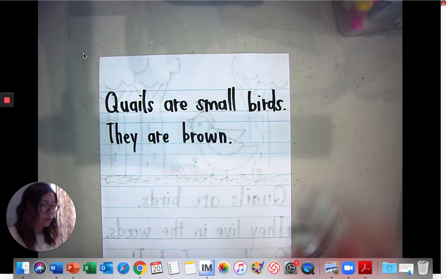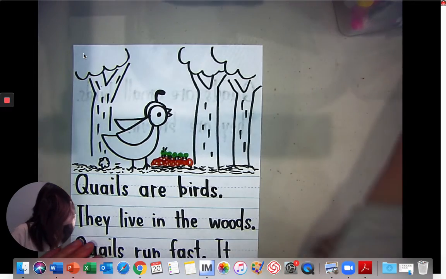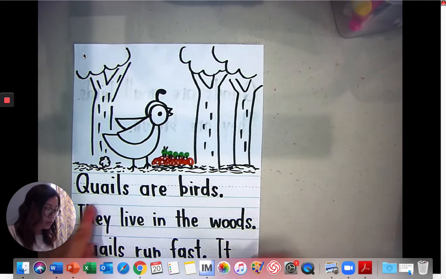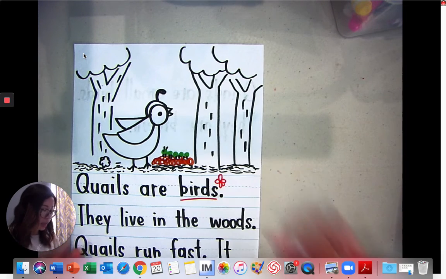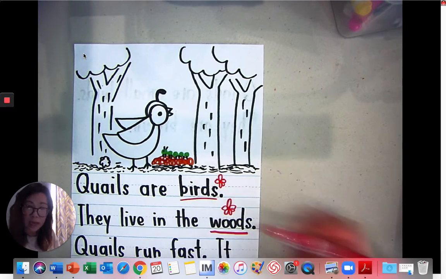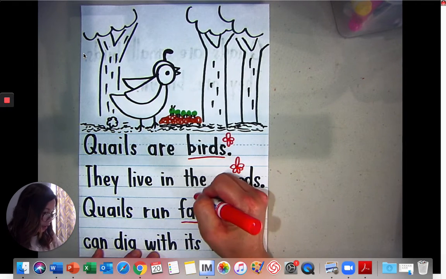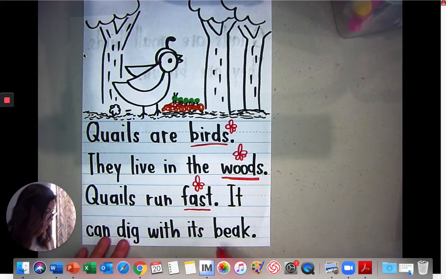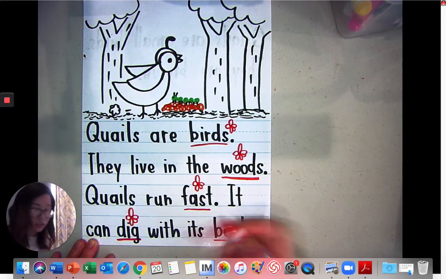Okay, so now I'm going to go back into my writing and see if I can identify all my key details from today's writing. Okay, so first one, quails are birds. That's a key detail. Okay, they live in the woods. Here's another key detail talking about habitats. Quails run fast. That's another key detail because I'm telling you what they can do. It can dig with its beak. So digging with the beak is another key detail, another can-do fact.